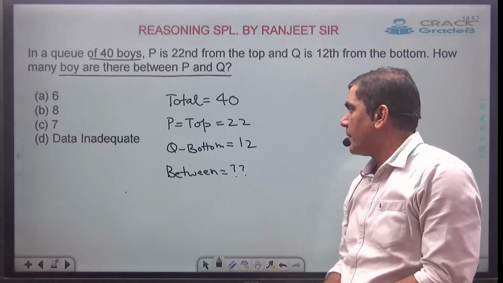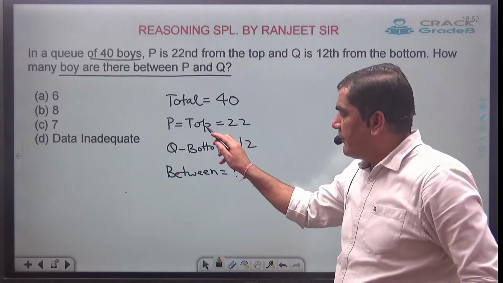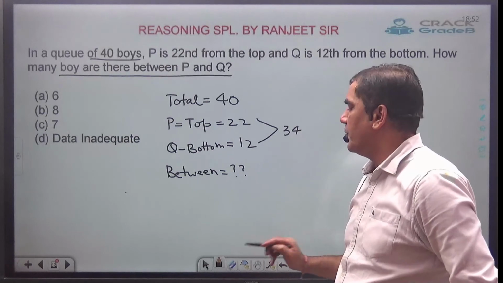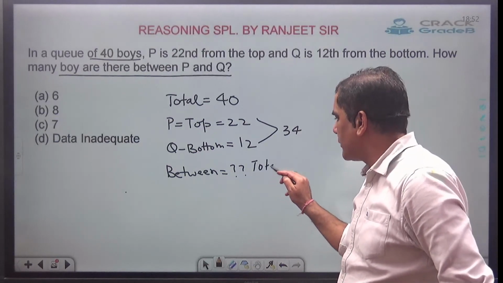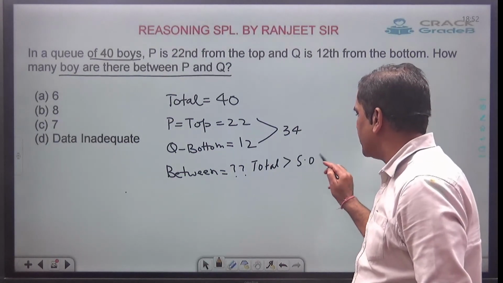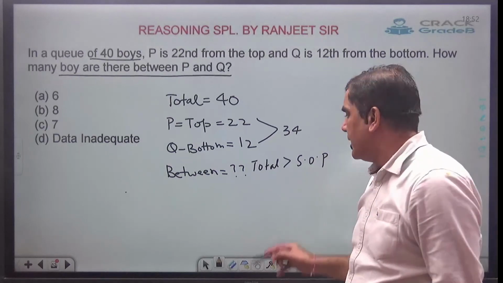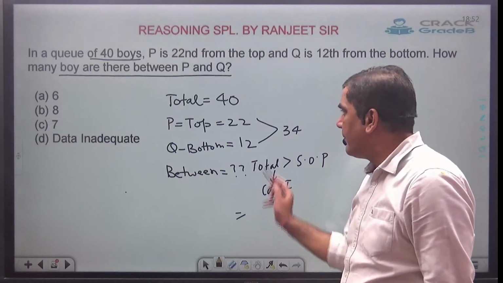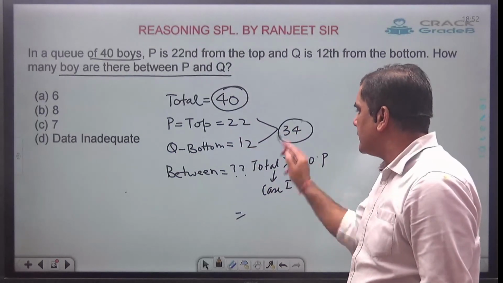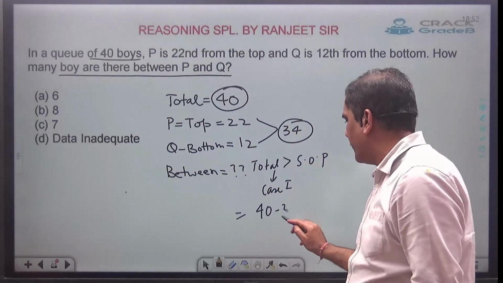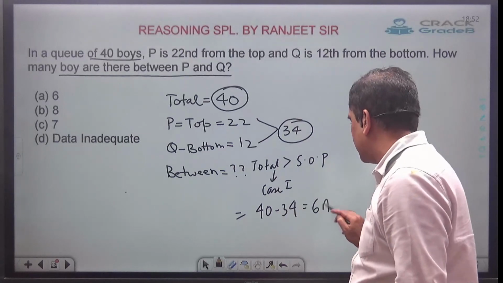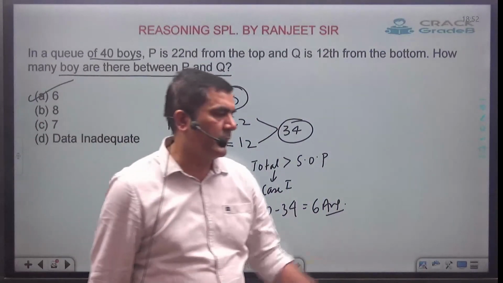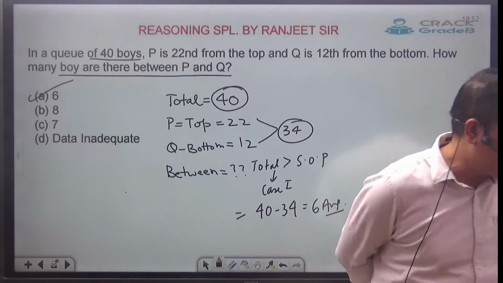Okay. Now here one is given from top, the other is given from bottom. Simply add these two, comes out to be 34. Now here total is more than sum of positions. SOP means sum of positions. So this will be case number 1, and in case number 1, in between will be total minus sum of positions. So 40 minus 34 comes out to be 6. So the answer is 6, option number A. Clear?